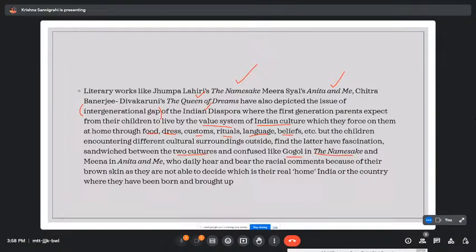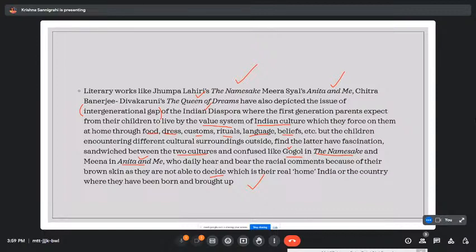So Gogol, his pet name, and the idea of name, the idea of culture is referred to. And Meena in Anita and Me, who daily hears and bears racial comments because of her brown skin, as they are not able to decide which is their real home, India or the country where they have been born and brought up.